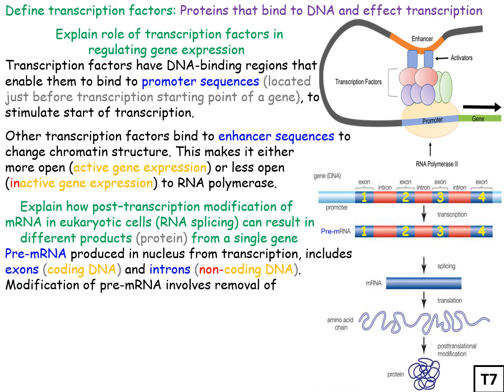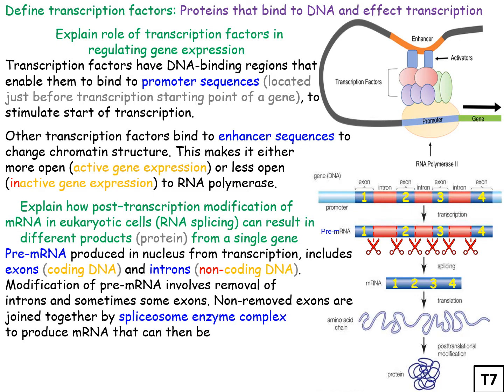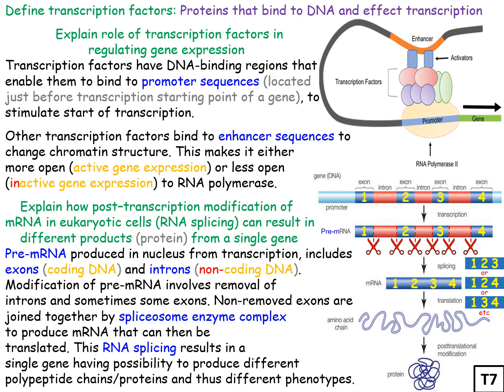Modification of pre-mRNA involves removal of the introns, because they don't code for specific amino acids, and then sometimes some exons, depending on which exons you do not want to include. The non-removed exons are joined together by the spliceosome enzyme complex to produce mRNA that can then be translated. Effectively, that mRNA can then go to the ribosome to be translated. This RNA splicing results in a single gene having the possibility to produce different polypeptide chains or proteins, and thus different phenotypes.